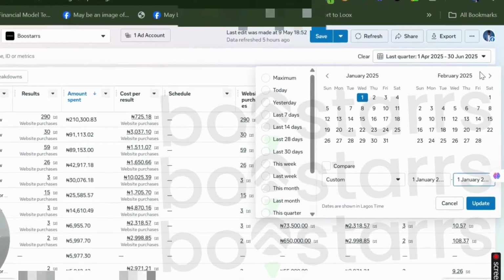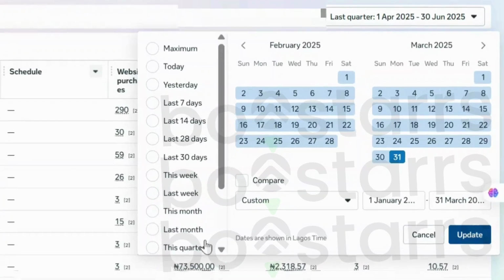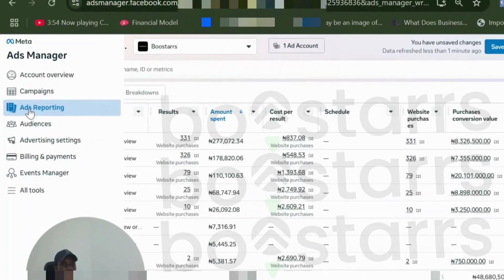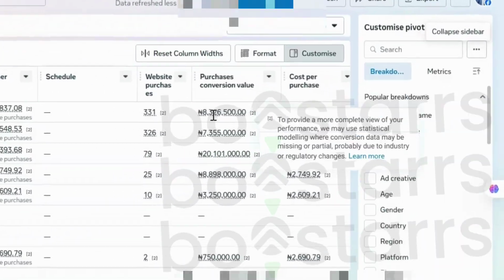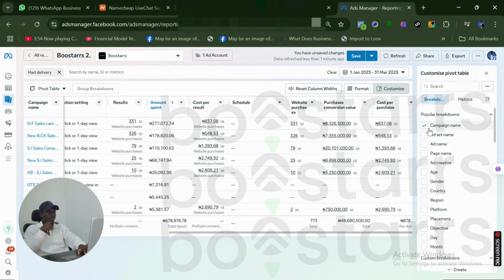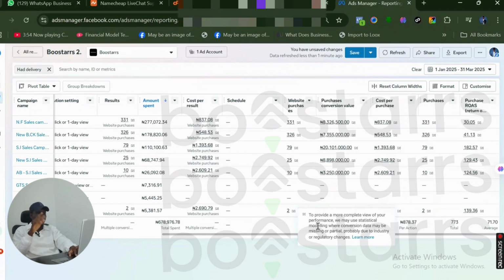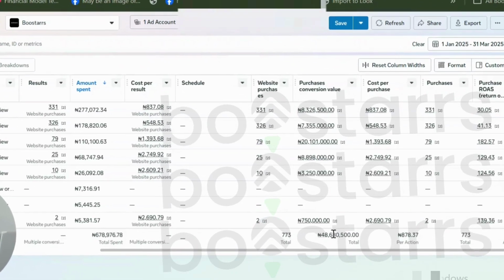And if you look here again, let's just go to Q1. So from January till March, let's look at my results here. For those of you who do not even know how to access this type of dashboard, just go to ads reporting here and you'll be able to see it. You can customize the columns that you want to appear. So let's just say you don't want this column to appear, you can unselect campaign name and campaign name will disappear, right? So that is it. As you can see here, we generated 773 orders in total, spent just 678k, generated 48.6 million.